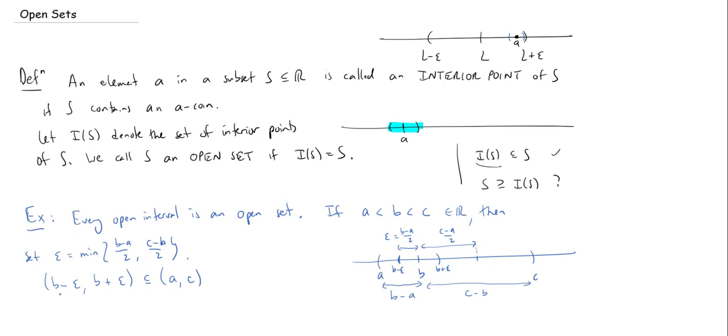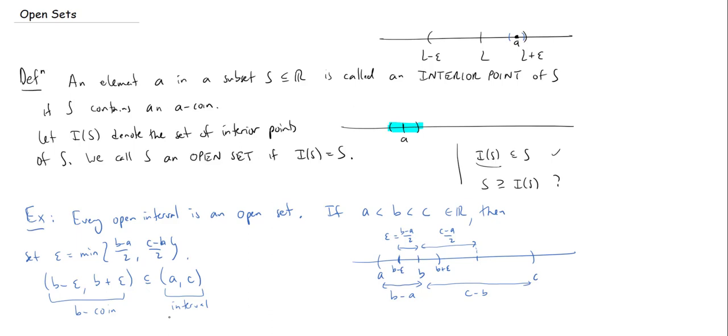And so we've just found a B coin inside of our interval. And since B was just some arbitrary point in the open interval, we've shown that every point in the interval is an interior point, and hence the whole set is open.